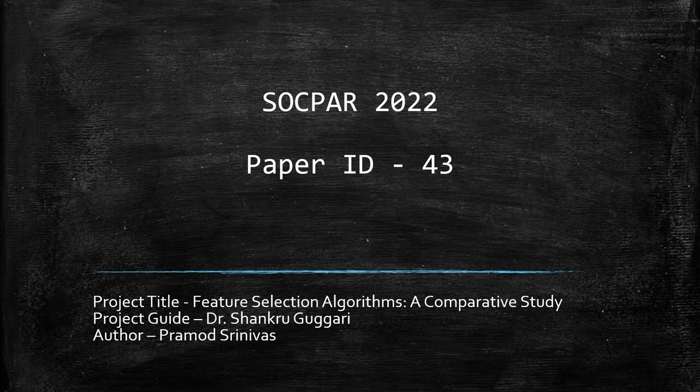Hello everyone. So today I'll be discussing my paper based on feature selection algorithms. It is a comparative study. The paper ID is 43. My name is Samod Srinivas.